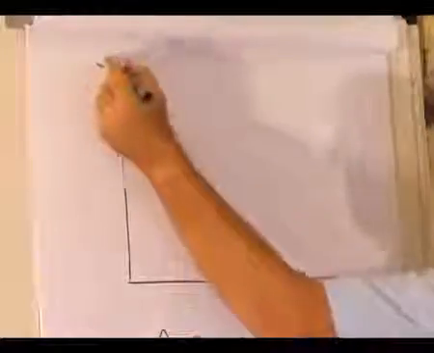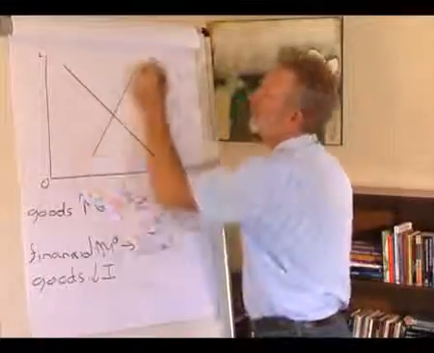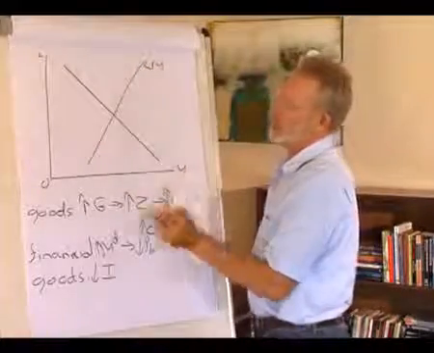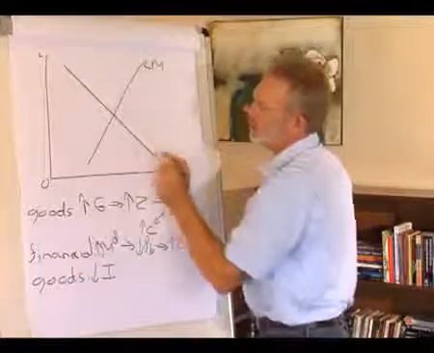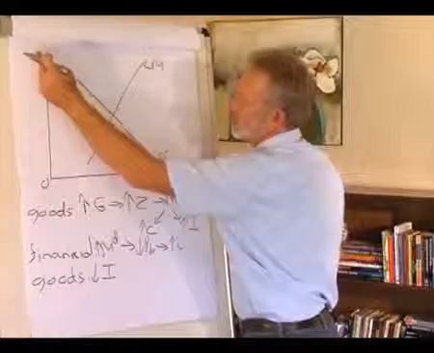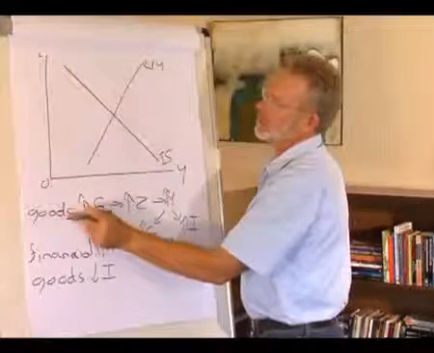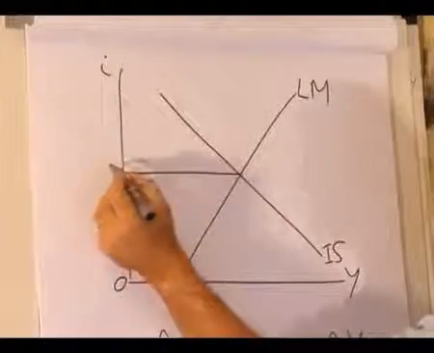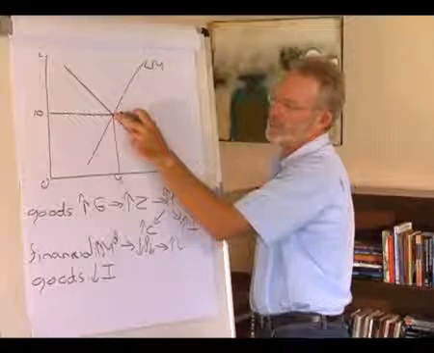We start with the IS-LM model. We have the LM curve showing all the combinations of interest rate and income where the money market, the financial market, is in equilibrium, and the IS curve showing all the combinations of interest rate and income where the goods market is in equilibrium. So at this production level Y1 and interest rate of 10%, both of these markets are in equilibrium.